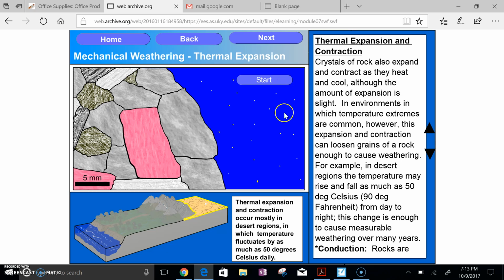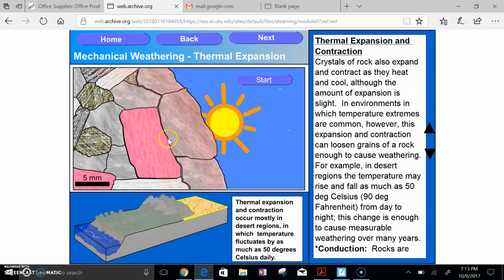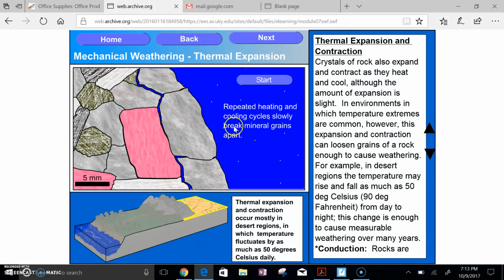Thermal expansion, which is when crystals of the rock expand as they heat and cool. They expand when they heat up, and they contract and get tighter when they cool down. And as they do that, it causes the pieces of the rock to eventually break off. Repeated heating and cooling cycles slowly break mineral grains apart.